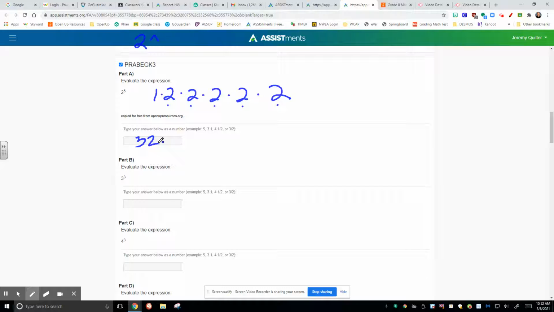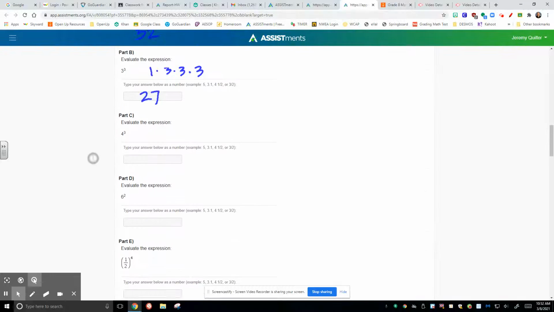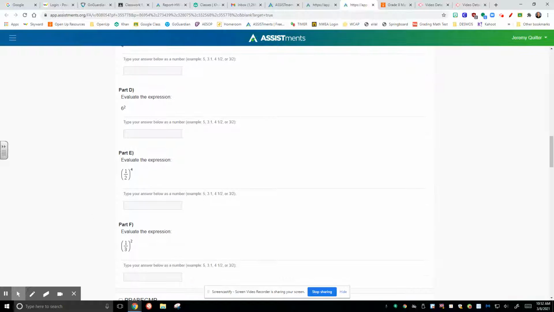3 to the 3rd power, simply 1 times 3 times 3 times 3. These should be pretty quickly accessible and done. To get 27, 4 to the 3rd, you can go ahead and do that one. 6 to the 2nd, 1/2 to the 4th is a little bit different.